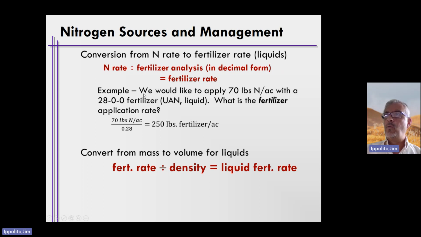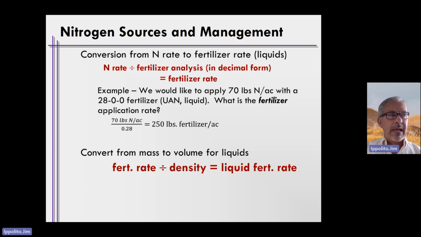Okay, so let's do this. Here's another example. We want to apply 70 pounds of nitrogen per acre, just like the previous example. But in this case, we're going to use urea ammonium nitrate with a guarantee of 28-0-0. So it has 28% nitrogen. What's the fertilizer application rate? 70 pounds of nitrogen per acre divided by the decimal form of the amount of nitrogen present, which is 0.28. And if you do the math, it tells you you have to apply 250 pounds of urea ammonium nitrate per acre. But wait, this is a liquid.